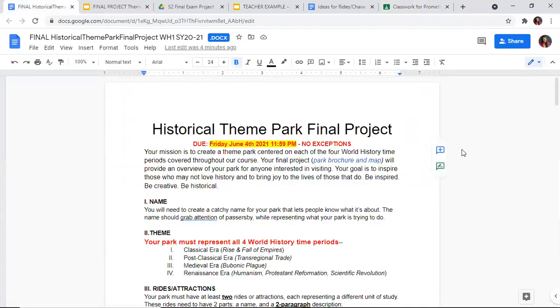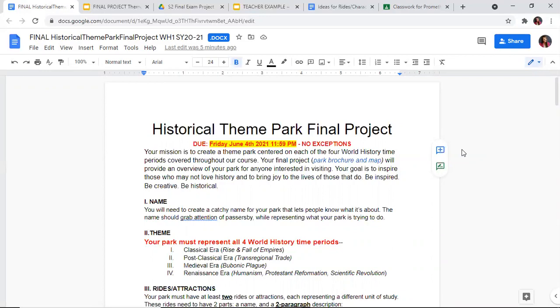Let's begin there. As we briefly reviewed on Friday, your mission is to create a theme park centered on each of the 4 world history time periods covered throughout our course. Important. Your park must represent all 4 time periods. You are not picking one unit and making your entire park centered around that unit. Rather, your park should represent our full course with 2 rides, 1 vendor, and 1 character, 4 required elements, each from one of the 4 units.